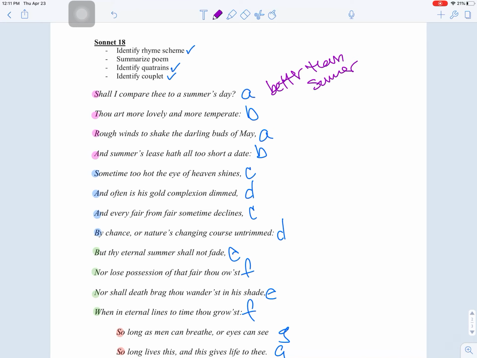He then goes on and says, "Rough winds do shake the darling buds of May, and summer's lease hath all too short a date." So why is this person more lovely and more temperate than the summer? Because sometimes in the summer there's wind and the summertime ends, right? However, this person is not rough, and their sunshine doesn't end, right?